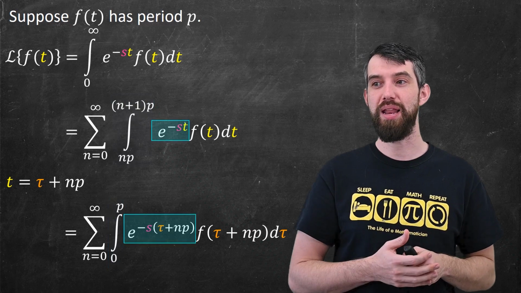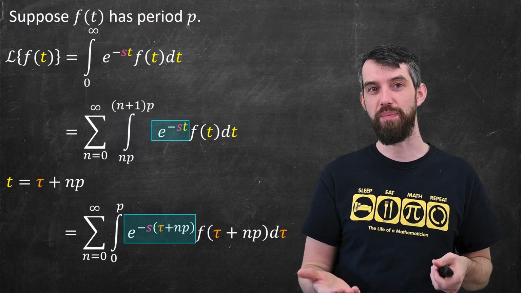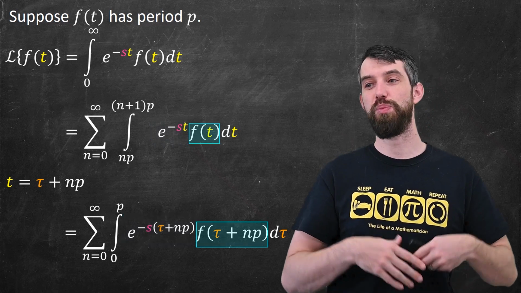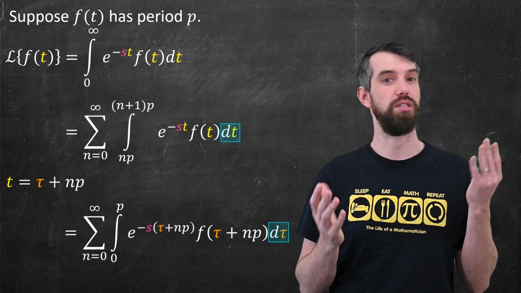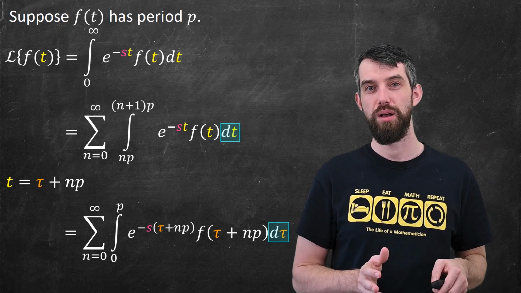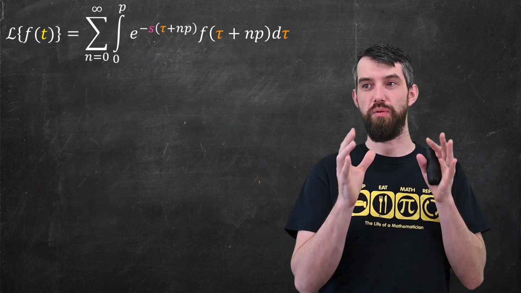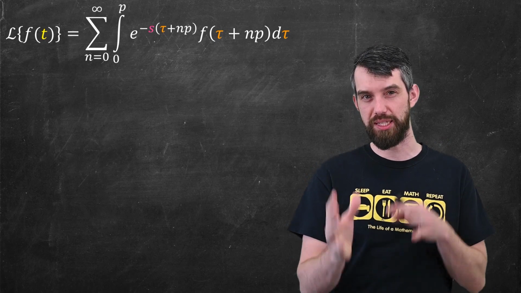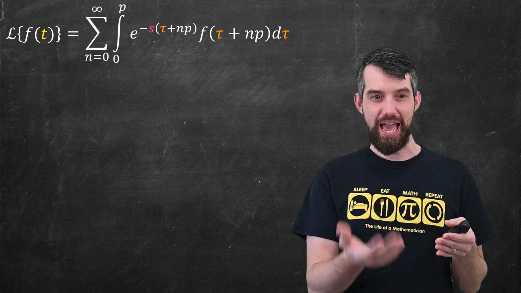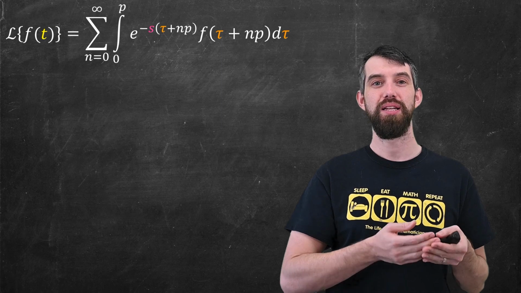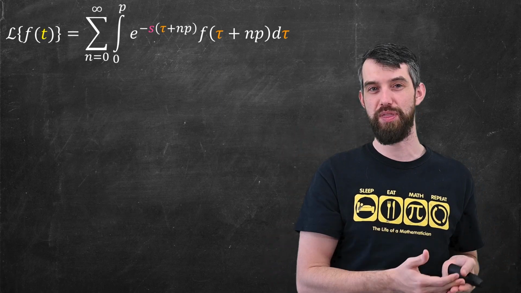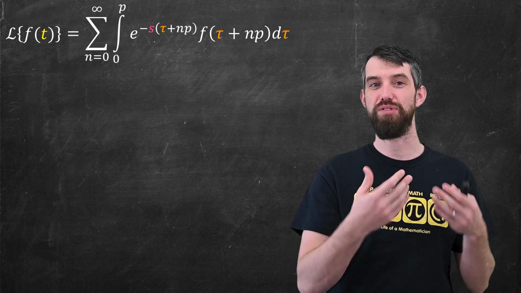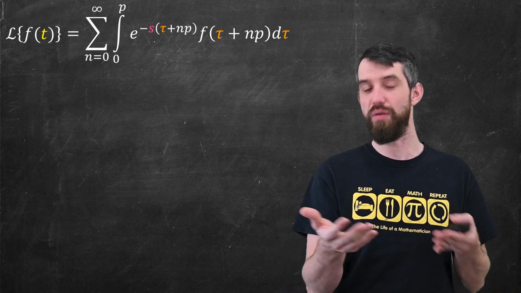Then in the negative exponential, the t gets replaced with tau plus np. The function of t gets replaced with the function of tau plus np. And indeed, d tau and dt are just the same thing, so I don't have to do anything there. Okay, so let me just focus on this result that I have. This Laplace transform of f is this expression. Well, f of tau and f of tau plus some integer number of copies of the period is exactly the same thing. This is like saying that sine of 0 and sine of 0 plus 2 pi are the same thing.